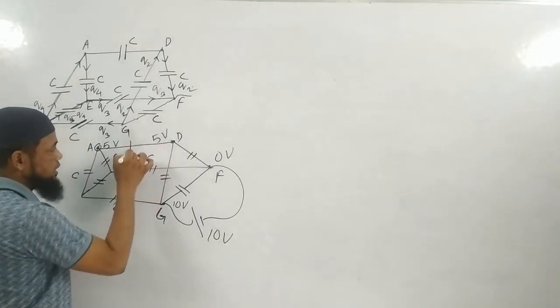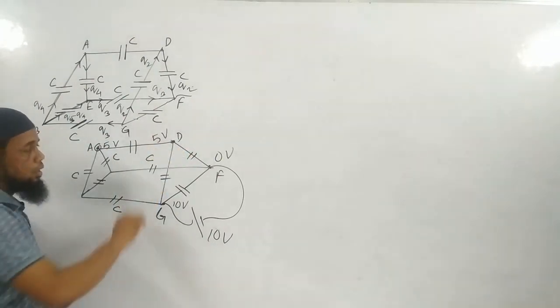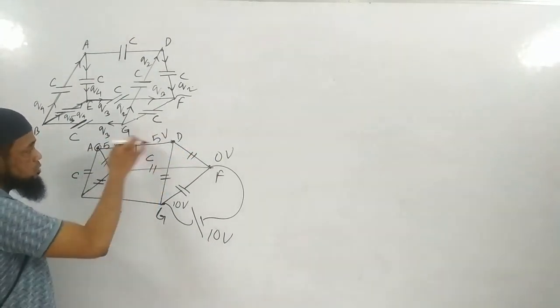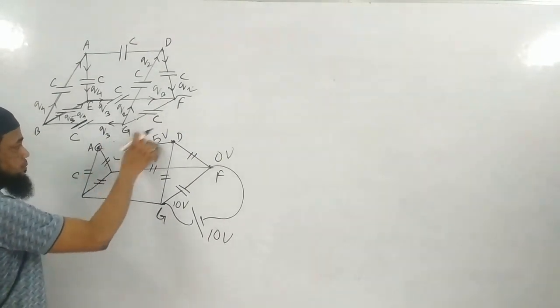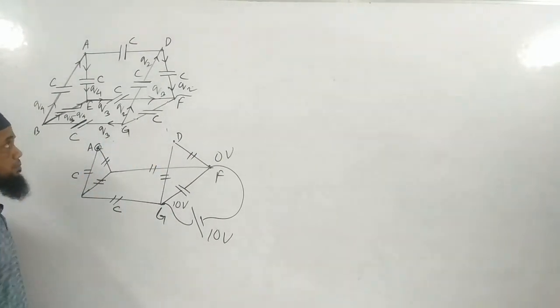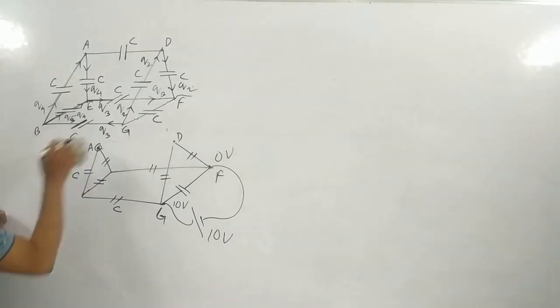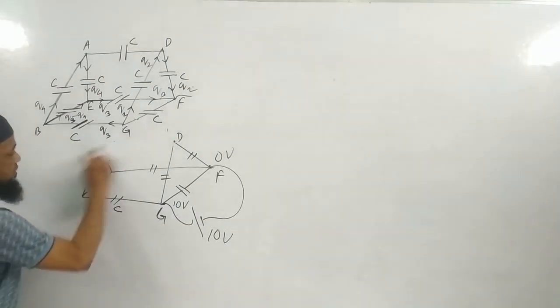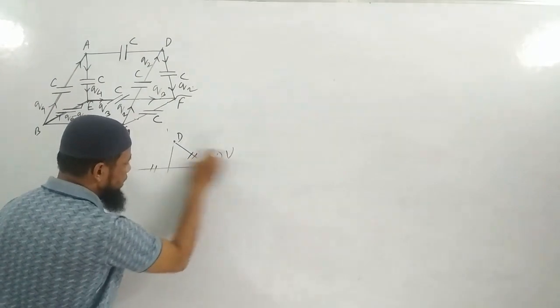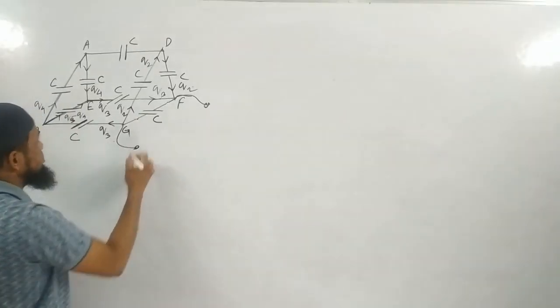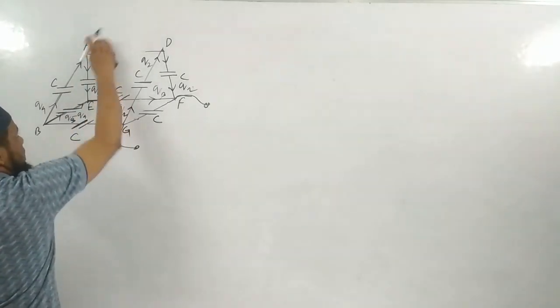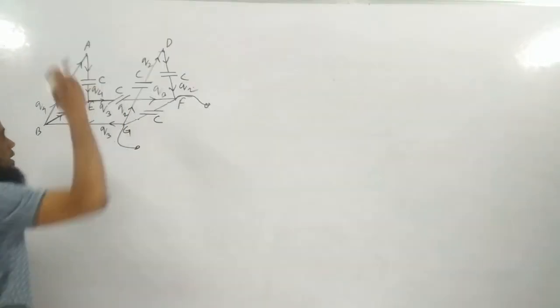So from A to D, no charge is going to flow. Neither from D to A. So that is why this particular capacitor can be neglected. So in this circuit, when we have to find equivalent capacitance between Z and F, between these 2 points, this particular capacitor will get neglected.